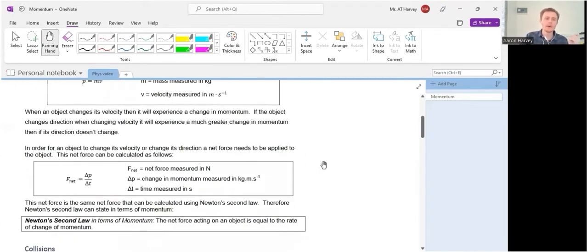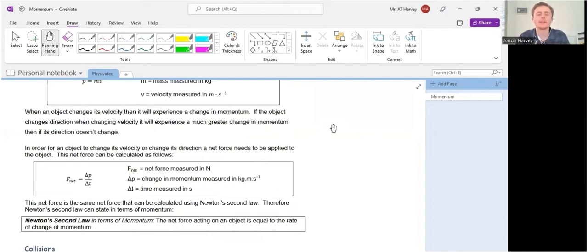So with this whole concept in mind, we can then start moving forward, and we can think about when objects experience a change in momentum. Momentum remains constant in a system unless it's acted upon by a third force. Well, not a third force, a third party force. Something comes and interrupts its isolation. So what does it say here? If the object changes direction when changing velocity, it will experience a much greater change in momentum.